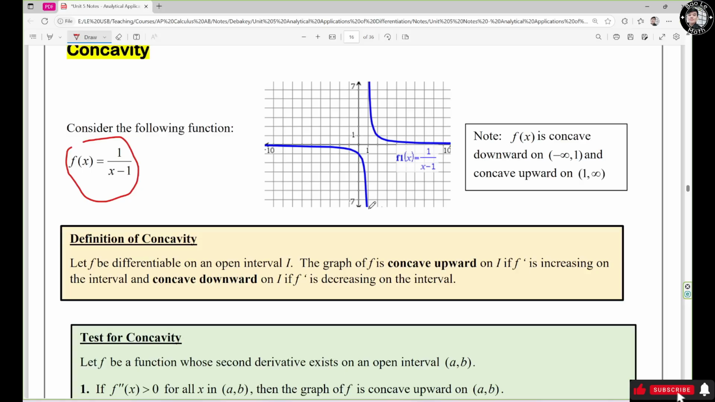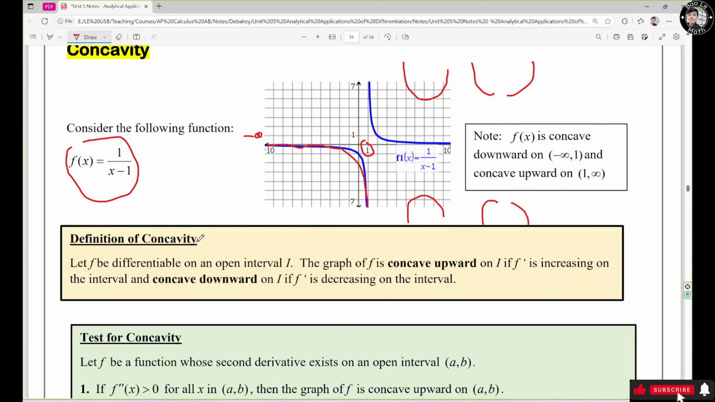As you learn in AP calculus, the graph of f is concave down right here, which means from negative infinity to 1, where 1 is the vertical asymptote. And concave up is going to be from 1 to positive infinity. Keep in mind, if the graph looks like this, or half of this one, the function is concave up. Or if it looks like this, or half of that, it is concave down.